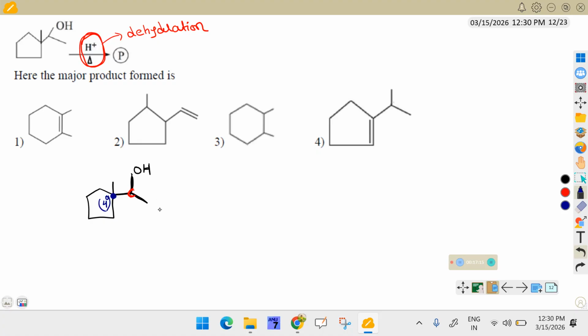So a shift takes place. First of all, remove the OH minus ion. Then it gives a compound like this. OH minus is eliminated, so this carbon gets a positive charge. This is which carbocation? A 2-degree carbocation. The adjacent carbon is a quaternary carbon, so a methyl shift takes place.